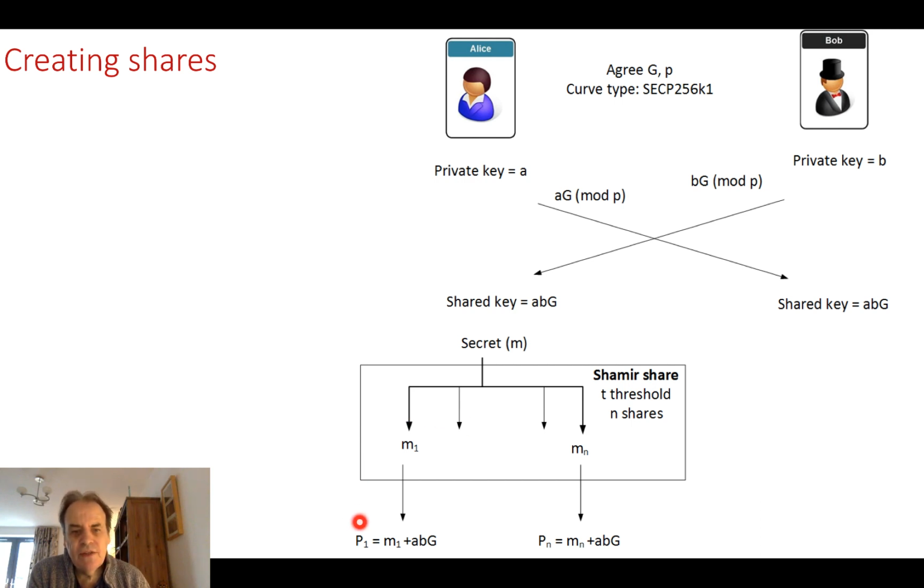She then takes each of these shares as integer values, and then adds on the secret key value that she's computed onto each of the points. So we end up with point 1 as the first share plus AB times G. Computationally, it's not possible for anybody to be able to compute back the value of M from there, even though they watched the conversation between Bob and Alice in the negotiation of the key.